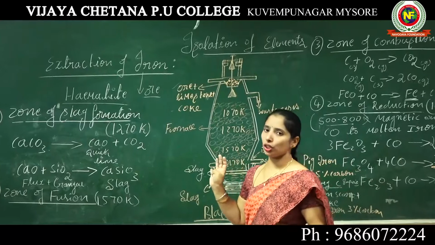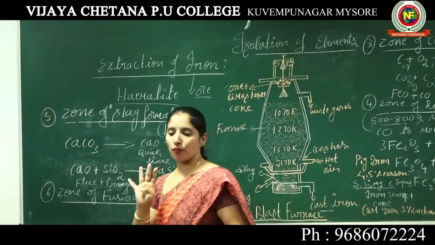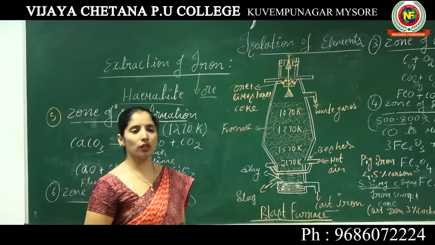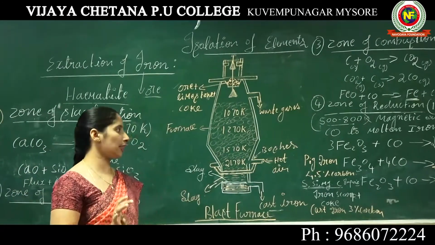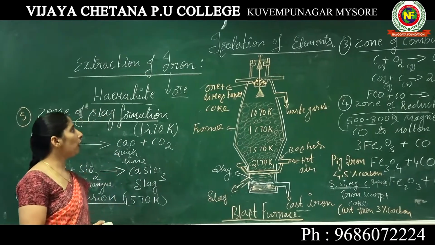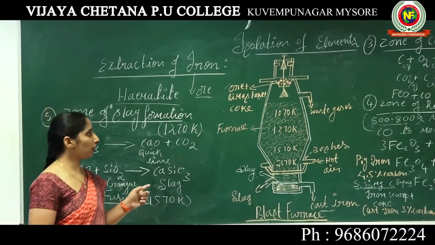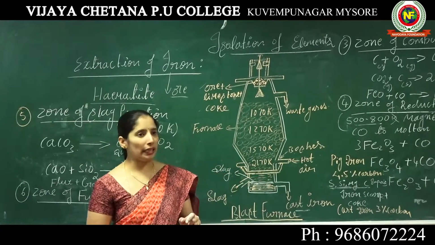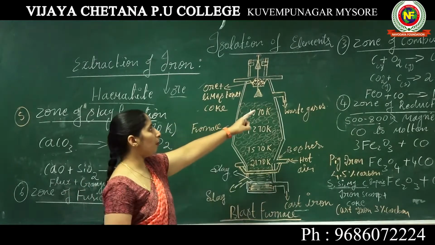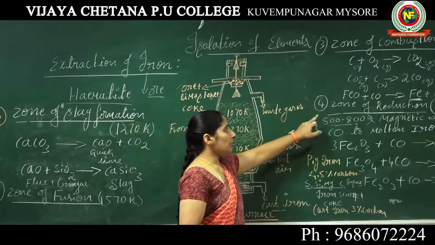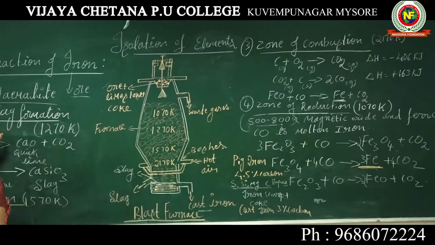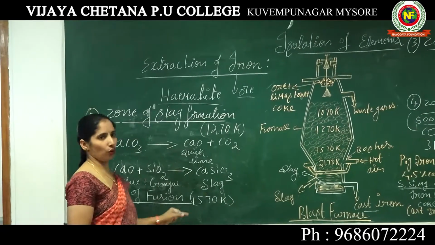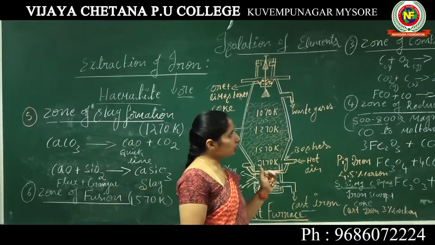This extraction of iron takes place in 4 steps, including the 2, that is the process and the smelting. Totally, 6 steps are there. Very important. Once again, I am repeating this. The first is the process. The second one is the smelting. The third one is the zone of combustion. The fourth one is the zone of reduction. The fifth one is the zone of slag formation. The last one is the zone of fusion.